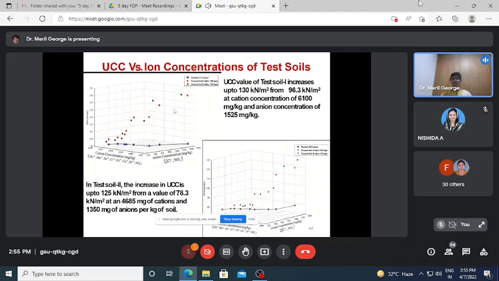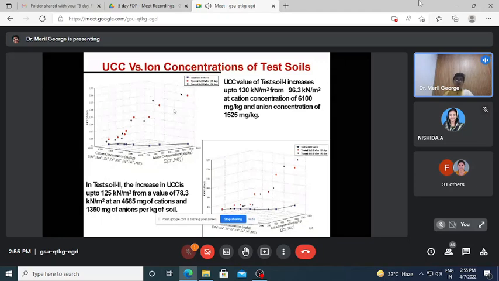Now, to analyze the strength of the soil, we have conducted the unconfined compressive strength test, and it was observed that the presence of chemicals can improve the strength of soil. That was the result obtained from this experiment.